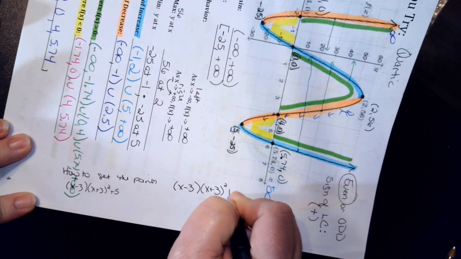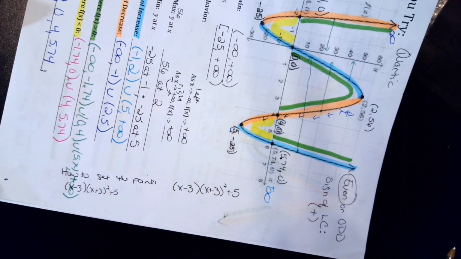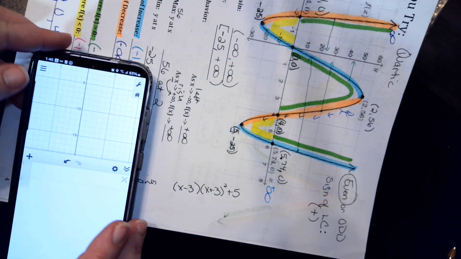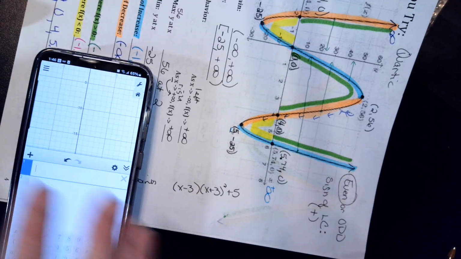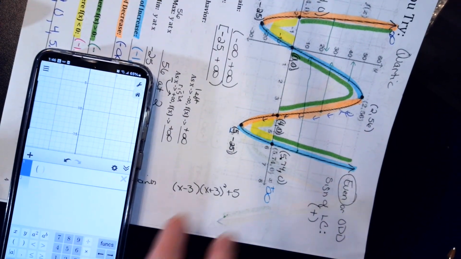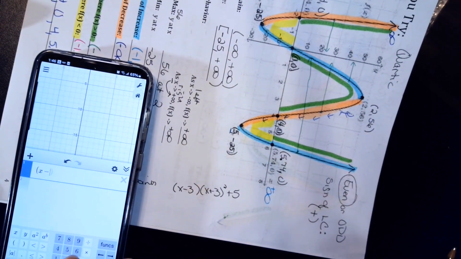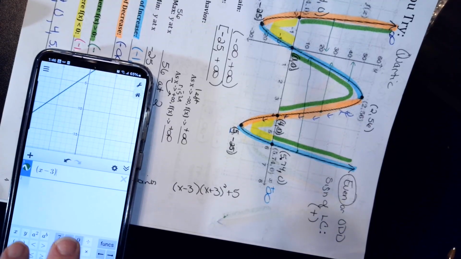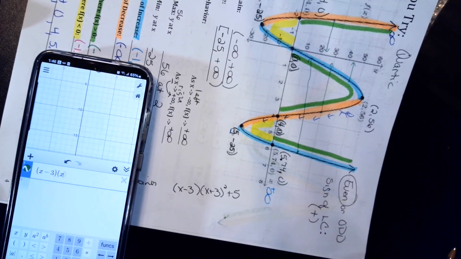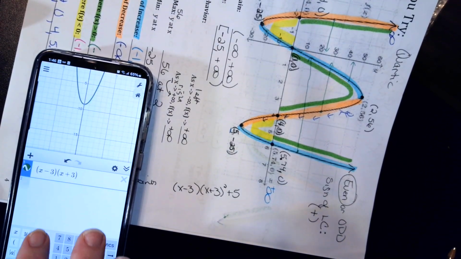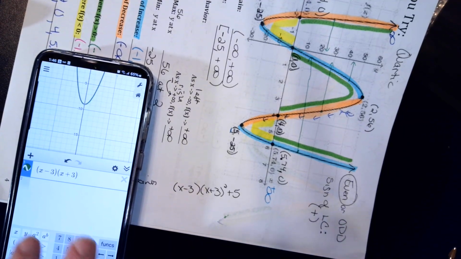And that last one, they give you the equation. They don't give you the graph. So you're going to have to find your critical points. So you can go to Desmos, and you're going to type in the equation they give you. So like if I gave you this right here, we would type in x minus 3 times x plus 3 squared, and then we got plus 5.